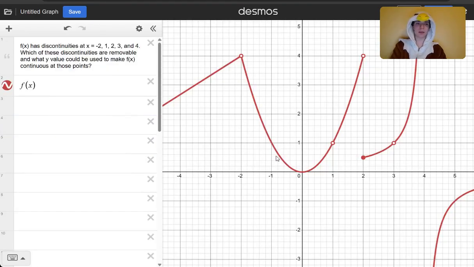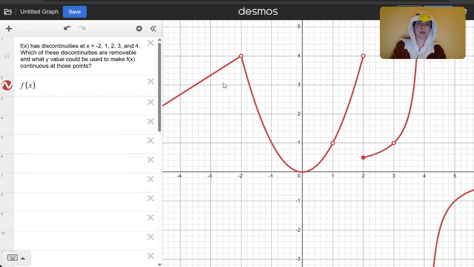Now let's look at another example with a graph. So we have this graph of f of x, and f of x has discontinuities at x equals -2, 1, 2, and 3. And it also has one at 4. So we want to know which of these discontinuities are removable, and what y value could be used to make f of x continuous at those points.